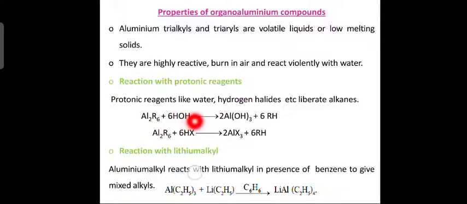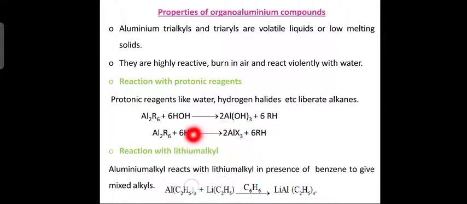Aluminum will combine with hydroxide giving aluminum hydroxide. What is RH? Alkane. The general formula for alkanes is RH, where R is an alkyl group. If it is a methyl group, you get methane: CH3 and H is CH4. Suppose you have C2H5 as the alkyl group, you get C2H5 and H, that is C2H6, ethane. So depending on the alkyl group R, you get different members of the alkane series.